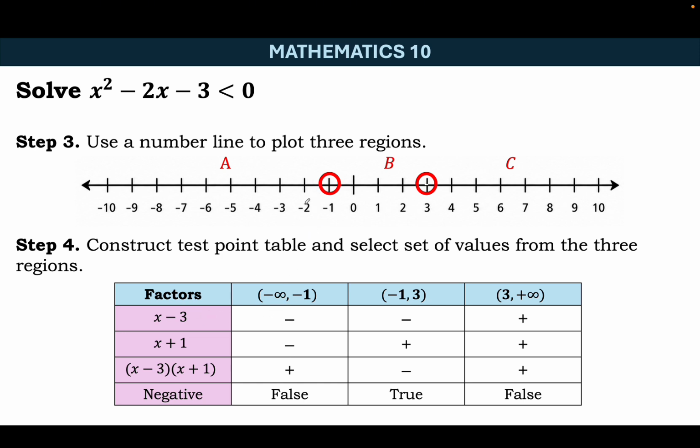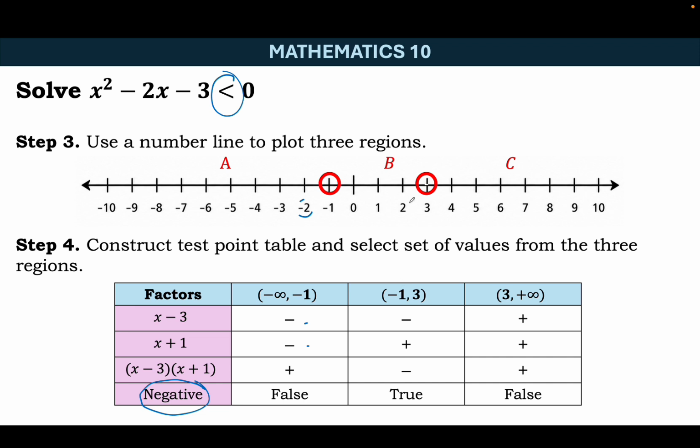So, let's try negative 2. Negative 2 minus 3 is negative 5, kaya siya negative dito. Then, negative 2 plus 1 is negative 1, kaya negative dito. Then, kapag pinagsama, negative times negative is positive. Ang hinahanap natin is negative because of the symbol less than. So, this is false. Okay?